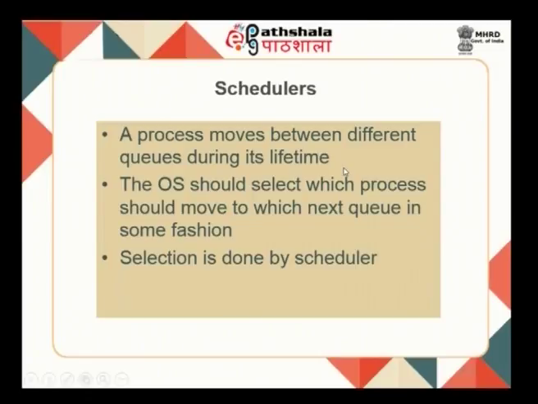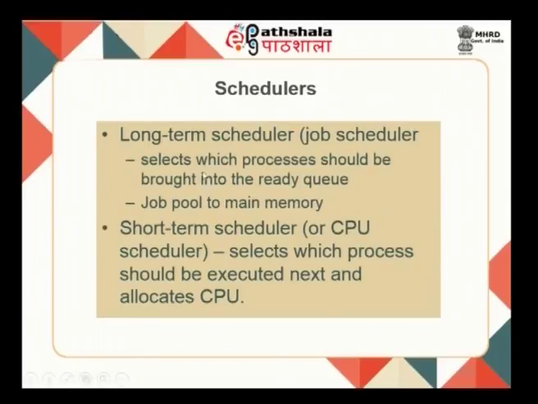So, a process moves between different queues during its lifetime, and there should be someone who does the selection of who will go from a particular queue to another queue, and that is done by 3 different schedulers. You have the long term scheduler, then the short term scheduler, and the medium term scheduler. I told you that a process initially will come to the job queue, and from the job queue you need to pick some process and put it into the main memory, and that is done by the long term scheduler. In the main memory you have a number of processes, and only one process can be used by the CPU, and this selection of which process will use the CPU is done by the short term scheduler.